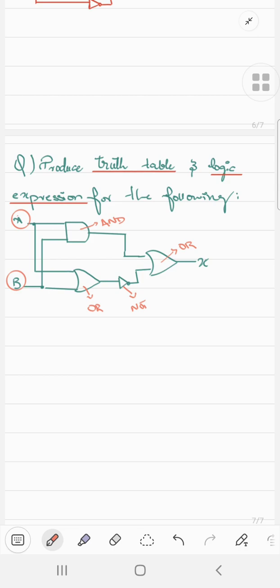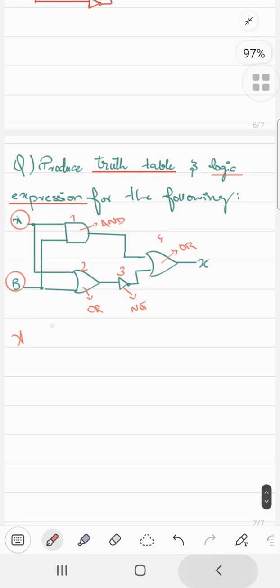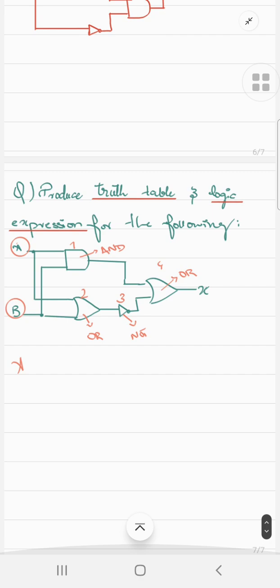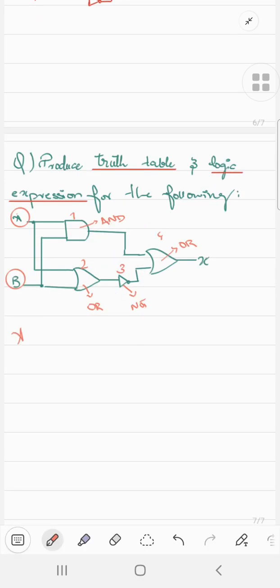Let's draw for them. Firstly, make A. Now A and B are joining together. Look at the very first gate. Let's do this first gate, second, third and fourth gate. Now this is AND gate, the first gate. AND gate is being made by A and B. So A and B. Okay. The first gate is done.